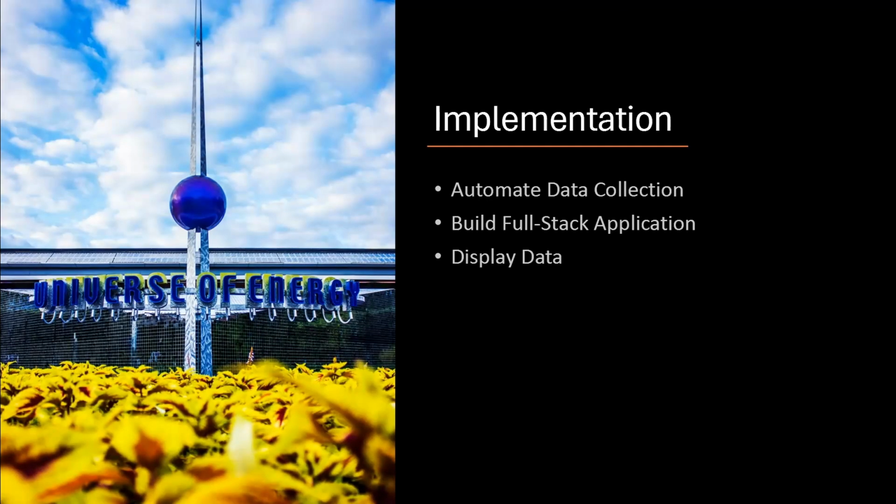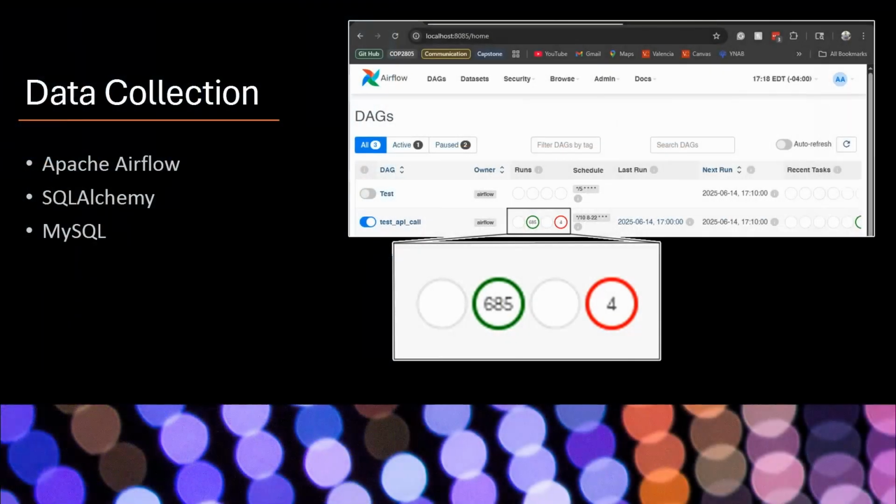The three main steps of my implementation are to collect data, build an application so we can interact with it, and then display that data on the website. Data collection. To collect my data, I automated a Python script using Apache Airflow. The Airflow runs a DAG, or a directed acyclic graph. This triggers the Python script to run once every 10 minutes between 8 a.m. and 10 p.m. The Python script then parses the JSON, turns each row into an object, and then stores that object into a MySQL database.